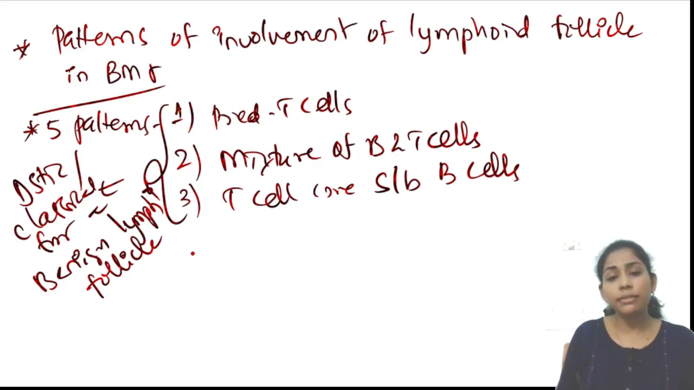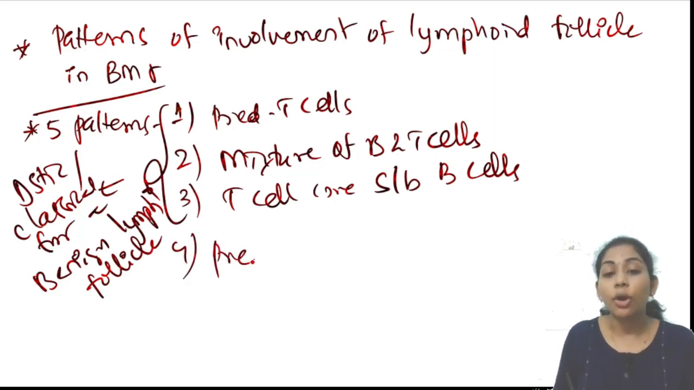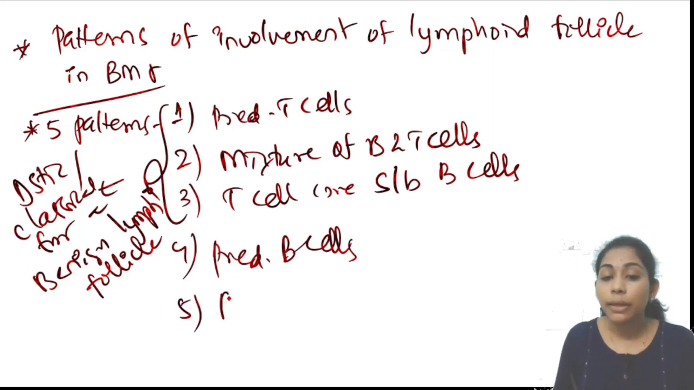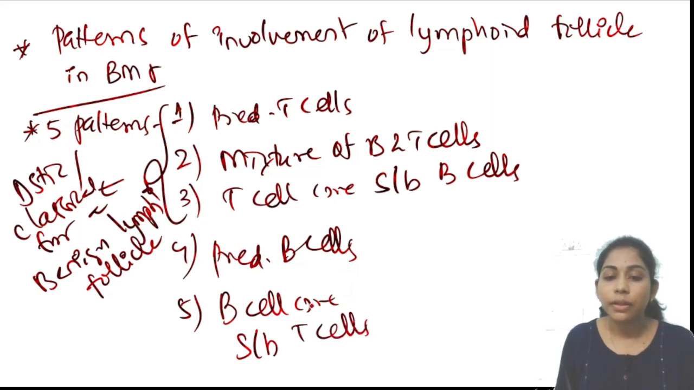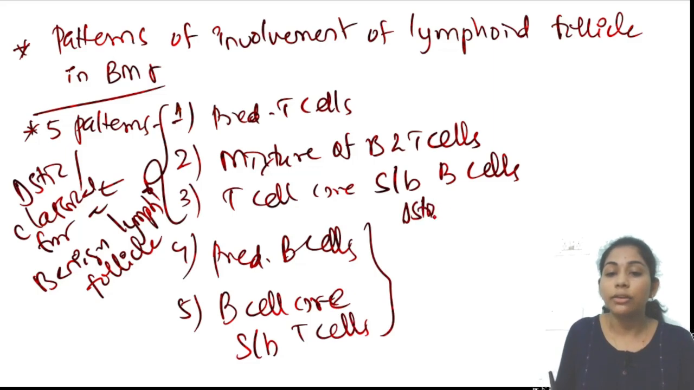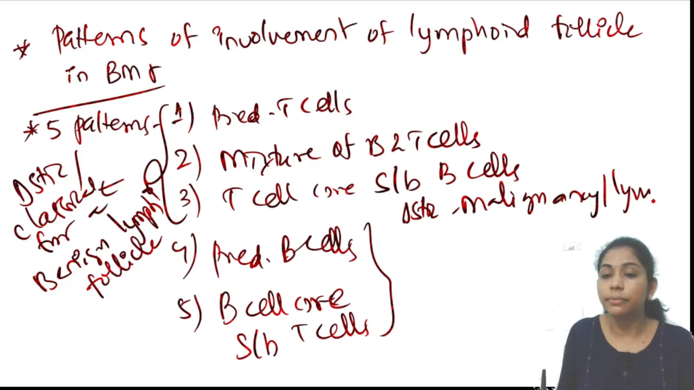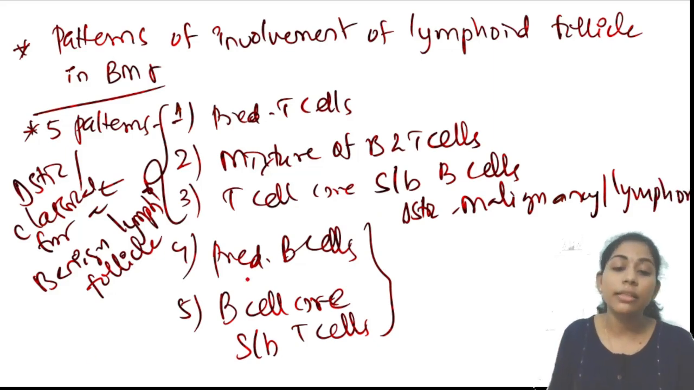So what are the other 2 patterns? Pattern 4, which contains predominantly B cells. And what is pattern 5? There will be a B cell core surrounded by T cells. And these 2 patterns are diagnostic for malignancy or lymphoma. So this you should know.